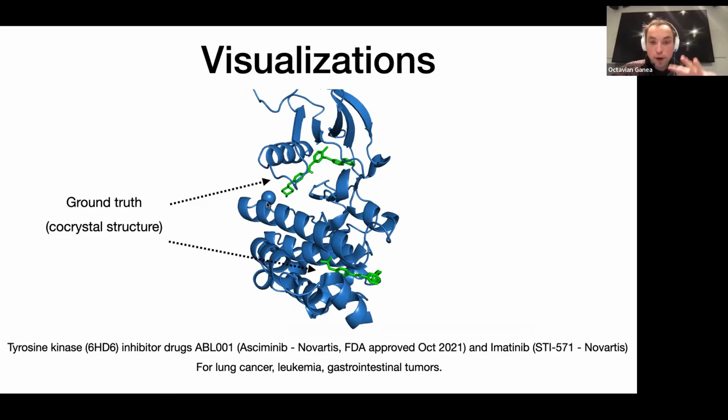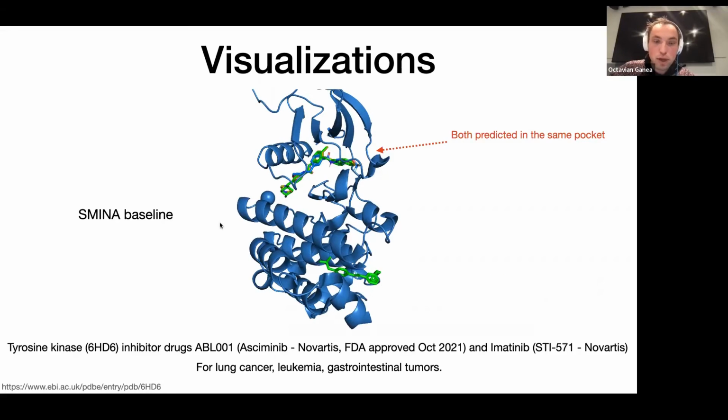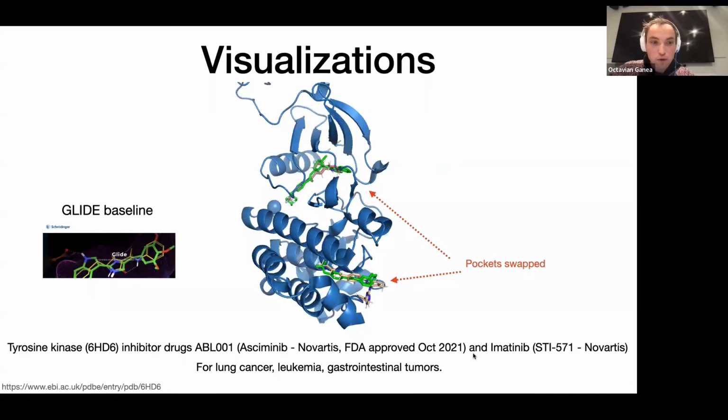This protein was not part of our train set. We removed this protein on purpose from our train set, and also the ligands, of course, as I said before. What you see here, first of all, are the two drugs developed by Novartis. Their ground truth co-crystal structures are shown here. If we use Gnina, this deep learning baseline, it predicts both in the same pocket. So that's maybe not so good. If we use Smina, it again predicts both in the same pocket, but the other pocket. If we use Glide, it finds the two pockets, but for some reason swaps the two ligands.